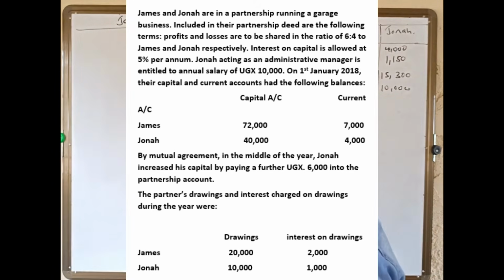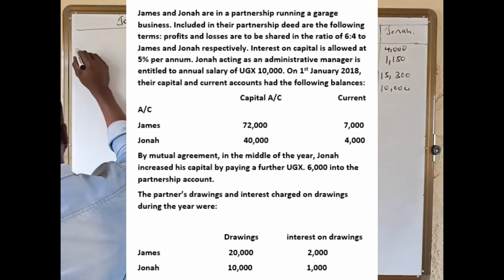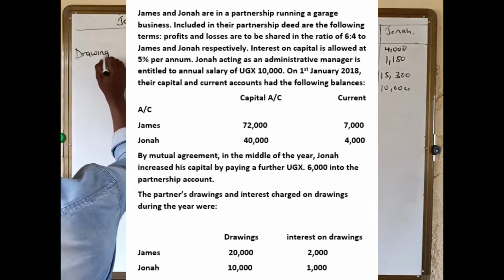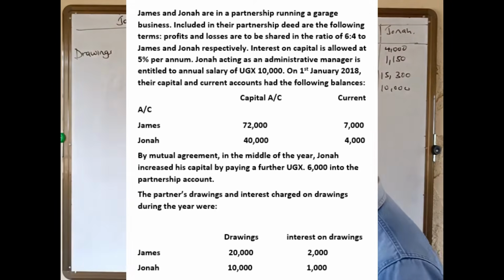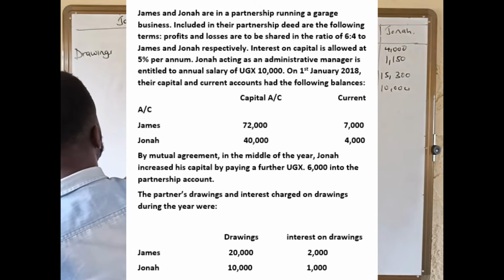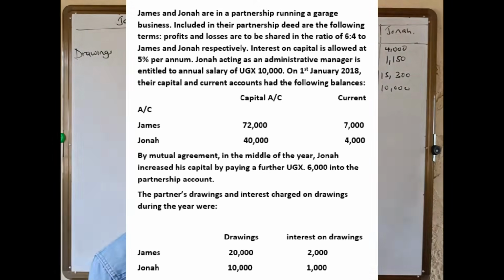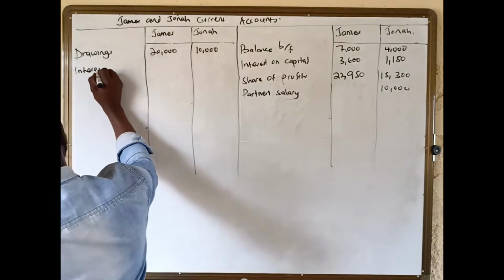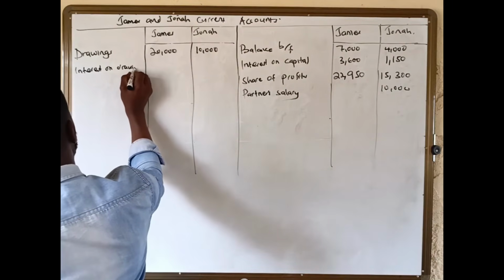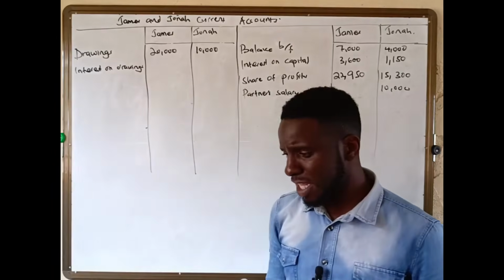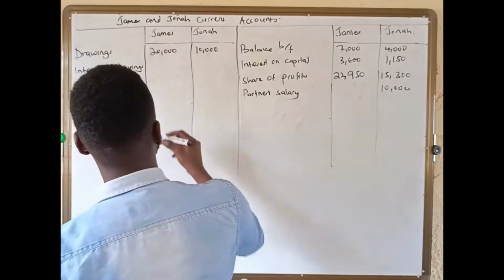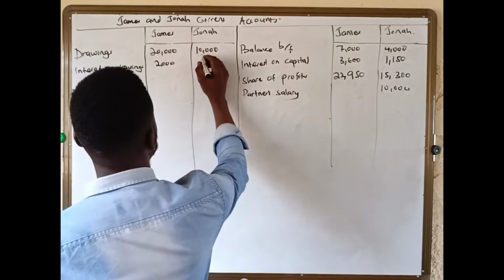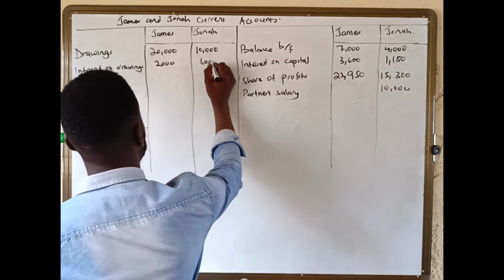If you look through the question still, we have drawings now. We come and show that drawings. Now the drawings we actually had 20,000 for James, and we also had 10,000 for Jonah. So those are the amount of drawings that we had. Then we bring our interest on drawings. If we take through the question, I realize that for James it was 2,000, and for Jonah it was 1,000.